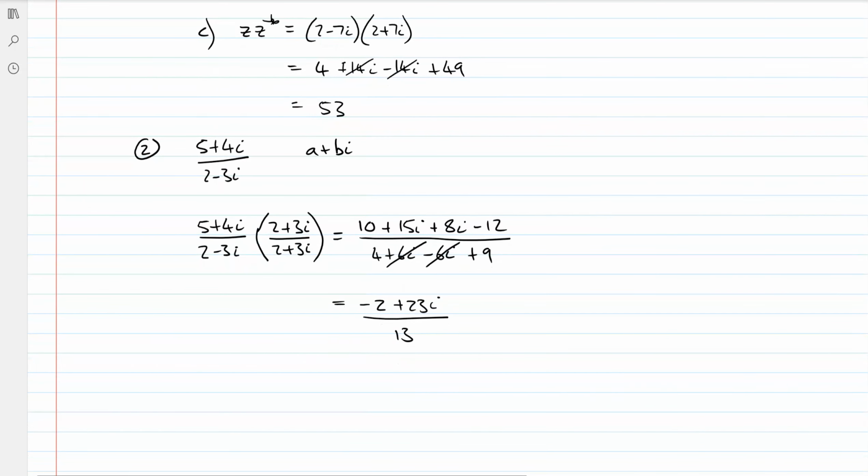And then if we want to write it in the form a plus bi, we can just split this as minus 2 over 13 plus 23 over 13 i. They won't simplify. And then we've got it as one complex number. So a is minus 2 over 13 and b is 23 over 13. Let's have a look at the next one. So number 3.